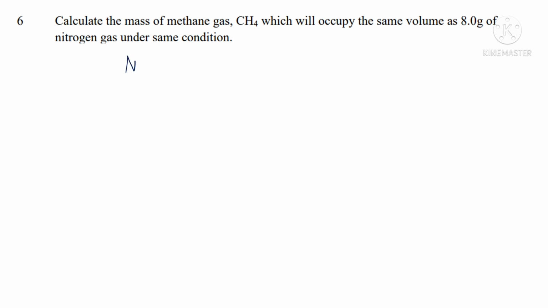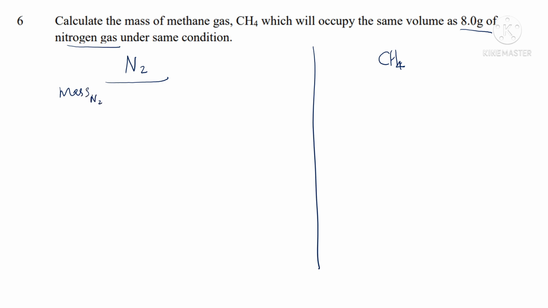Question number 6, basically given 2 unrelated compounds. One is nitrogen gas and another one is methane. Since they are not related, we need to solve them separately. For nitrogen, we have been given the mass of nitrogen gas, 8 gram, and we have been asked about the volume of the gas. Since it's given A, asked for A, there are 2 steps to calculate the volume of nitrogen gas.